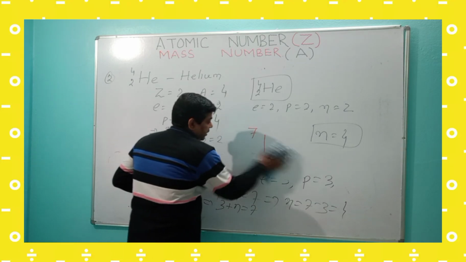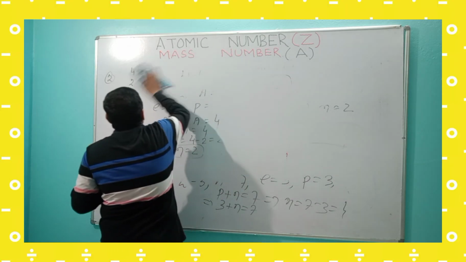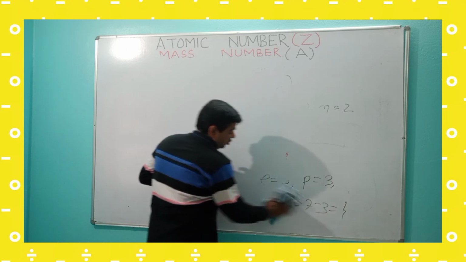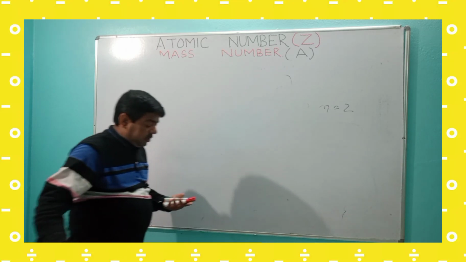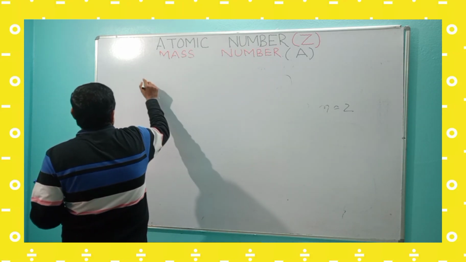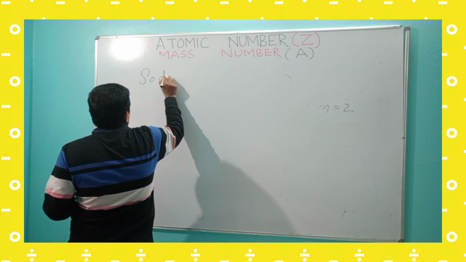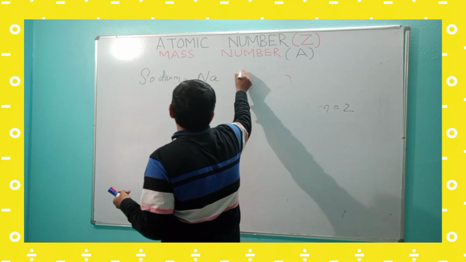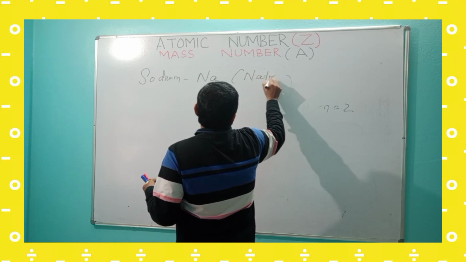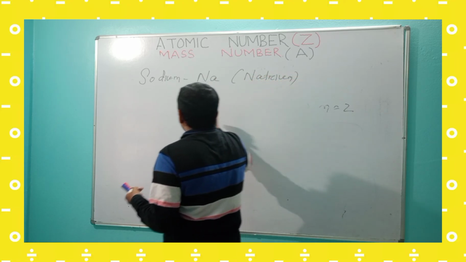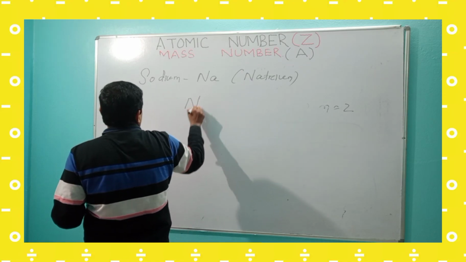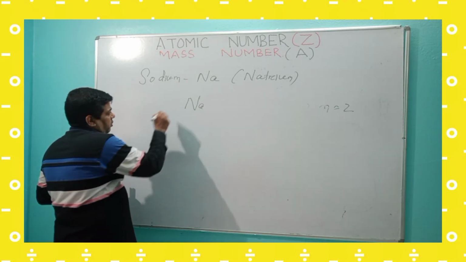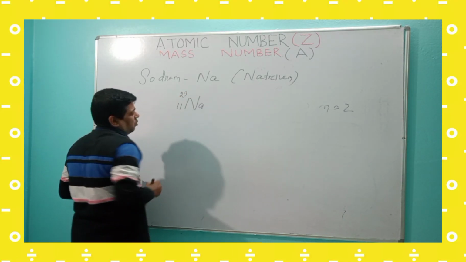Let us next come to another example, sodium. The symbol of sodium is Na, which has come from the Latin word natrium. Yes or no? What is the atomic number of sodium? 11. And the mass number? 23.